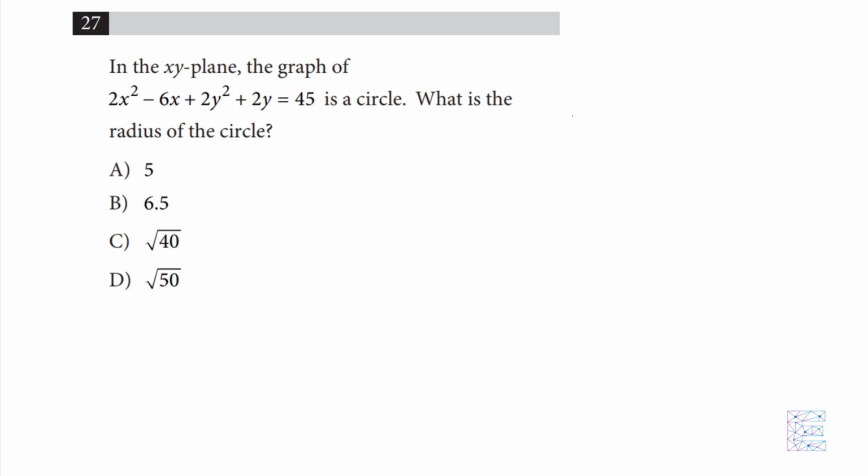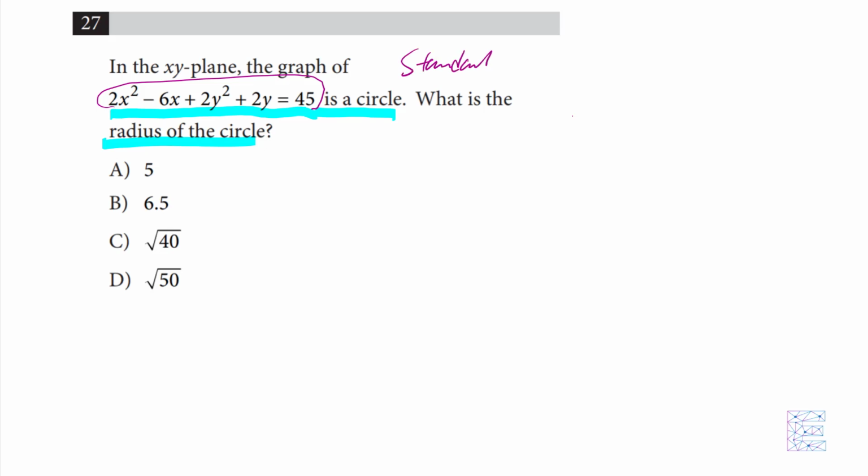In the xy plane, the graph of 2x squared plus 6x minus 2y squared plus 2y equals 45 is a circle. What is the radius of that circle? When you look at this equation given to us, it's in what's called the general form of an equation, and you cannot tell the radius of a circle by looking at the general form. To find the radius, we want to convert this from general form to standard form.